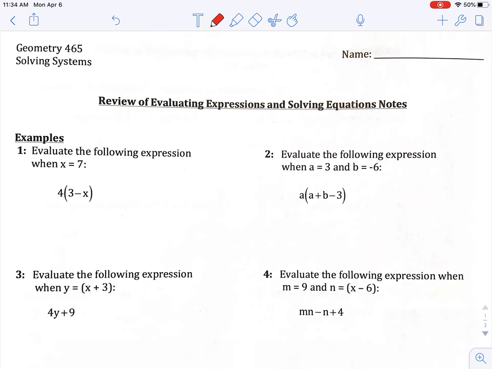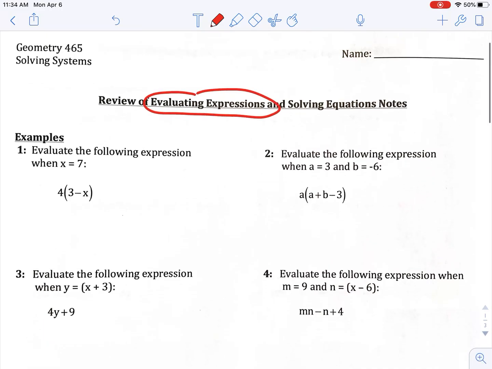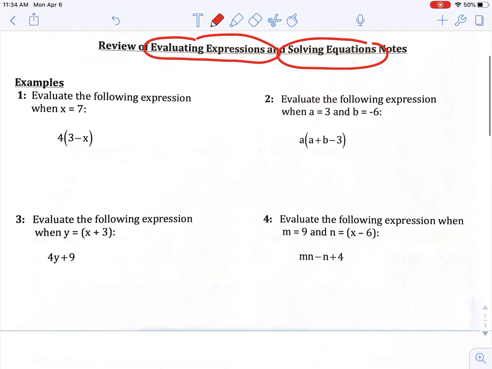You guys should remember how to do this. We're evaluating expressions and we're solving equations. These are 2 things that you should remember how to do. So I'm going to start with number 1. It says evaluate the following expression when x equals 7. So all we're doing is we're going to take 7 and plug it in for x, right? So all I'll have is 4(3 - 7). You can use your calculators, type that in, and you should get negative 16 for your final answer.